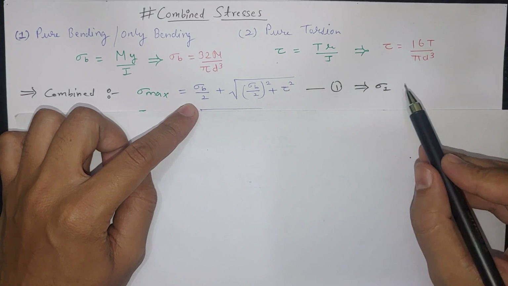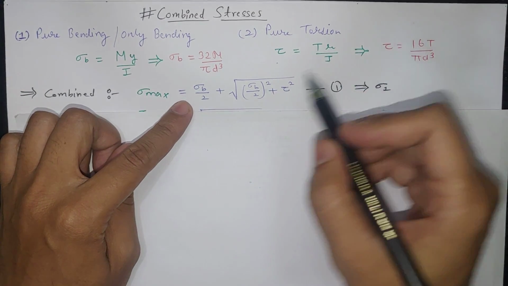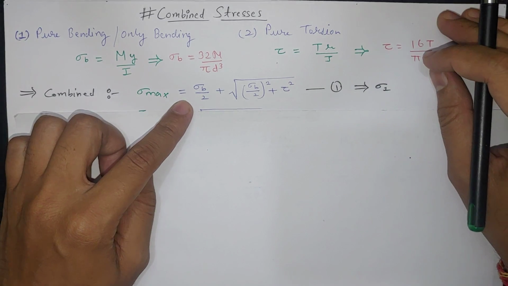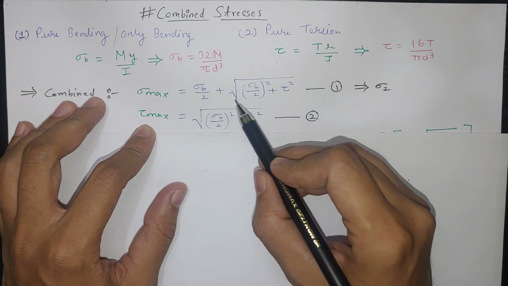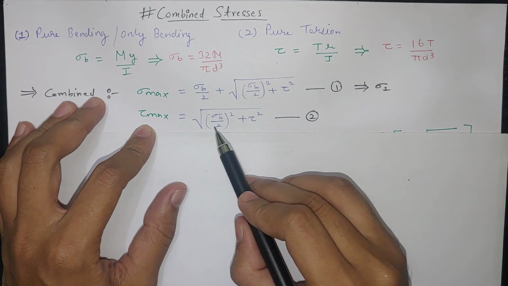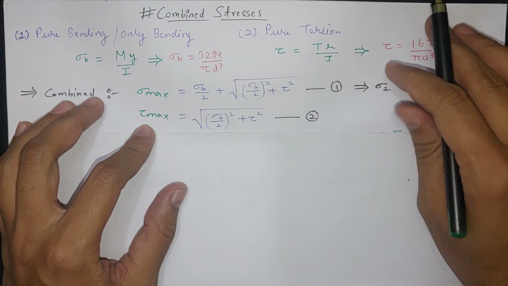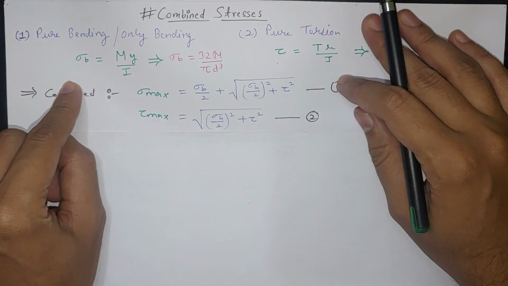And if we put minus, then we get sigma 2. Here the maximum stress will be sigma 1, that's why I have put this formula. If we take a minus in between, then it will be sigma 2, which is the minor principal stress. For maximum shear stress, the formula is under root of sigma b by 2 whole square plus tau square. So this is how we can find principal stresses in combined stresses.